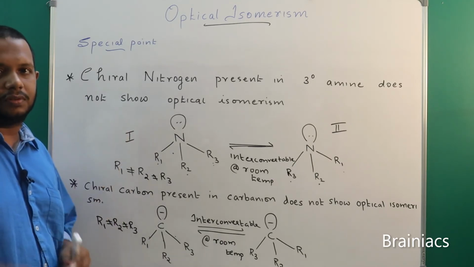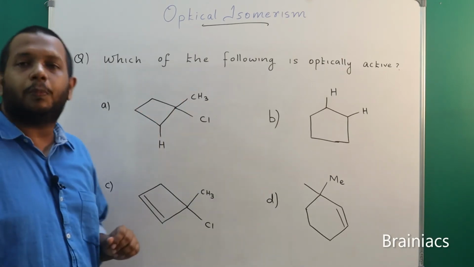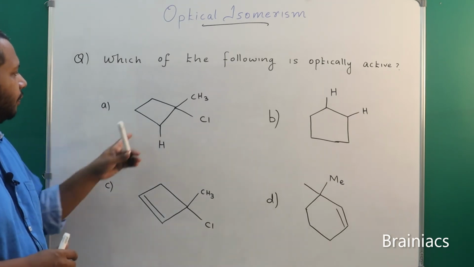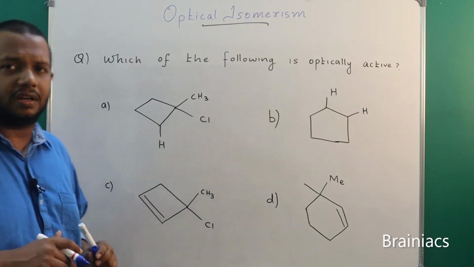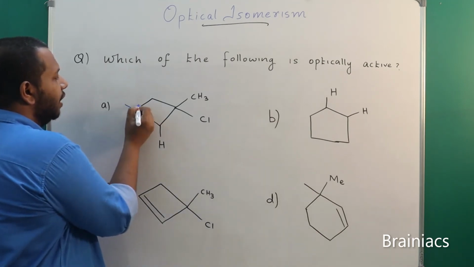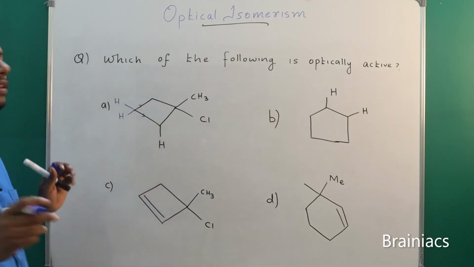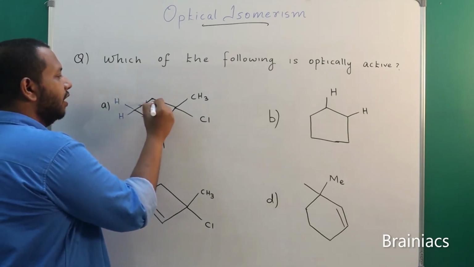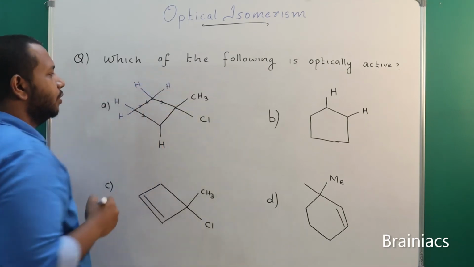Now we will go to questions. We have a new question in front of you. Which of the following is optically active? If you see the first one, we know that four valencies should be different; that is how we consider a compound optically active. Looking at this carbon, two valencies are going like this, so the other two should be hydrogen atoms. If two atoms are similar, then it is not optically active. Here also this carbon has two hydrogen atoms, so this is also not optically active.